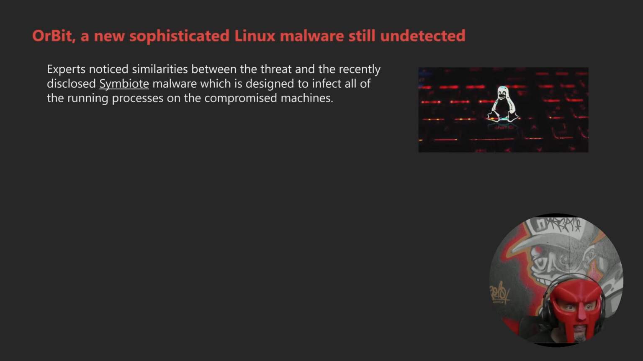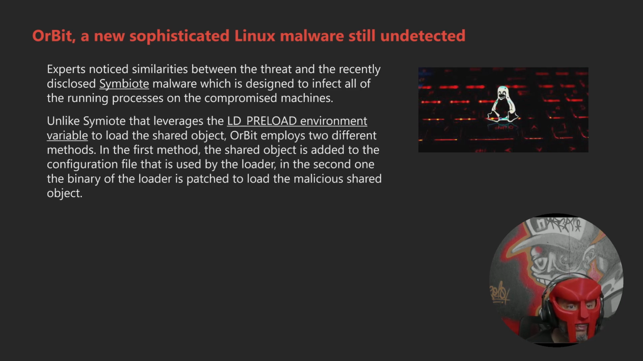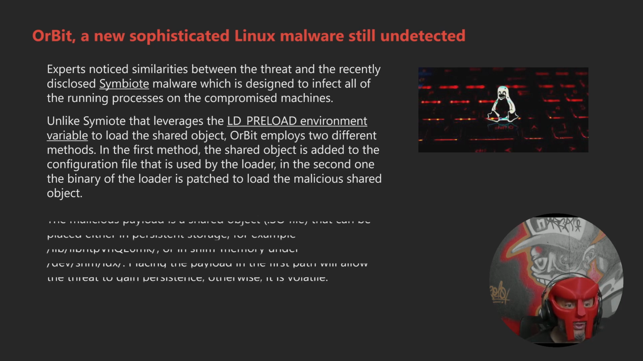shared object. Experts notice similarities between the threat and the recently disclosed Symbiote malware, which is designed to infect all of the running processes on the compromised machines. Unlike Symbiote, that leverages the ld_preload environment variable to load the shared object, Orbit employs, again, two different methods. First method, the shared object is added to the configuration file that is used by the loader. The second one, the binary of the loader is patched to load the malicious shared object.